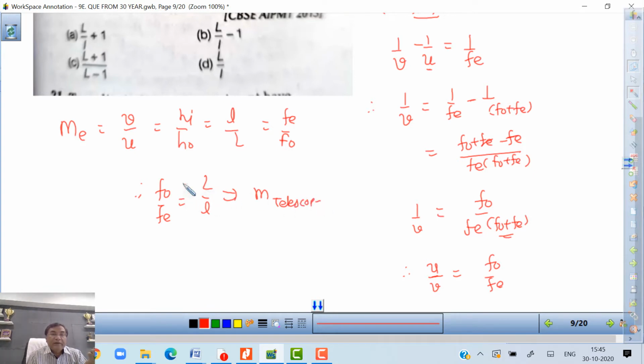તો તમે જુઓ magnification L upon L. This is D is the option.